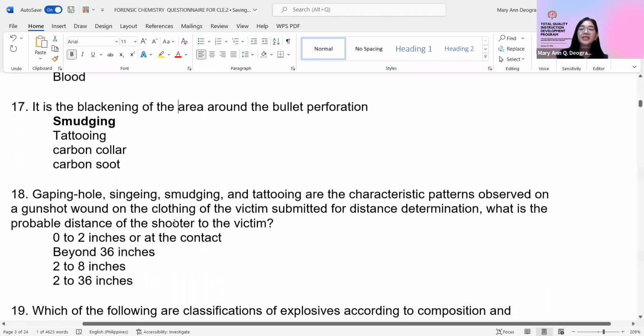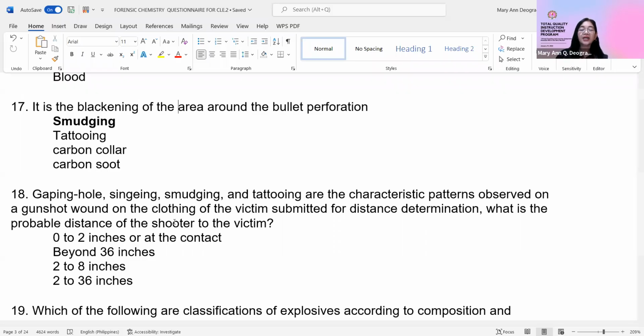All right. Number 18. Gaping hole, singeing, smudging, and tattooing are the characteristic patterns observed on a gunshot wound on the clothing of the victim submitted for distance determination. What is the probable distance of the shooter to the victim? Is it 0 to 2, beyond 36 inches, 2 to 8, or 2 to 36? Anyone? Okay, so that is 0 to 2.